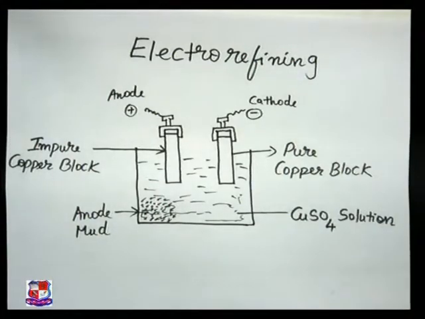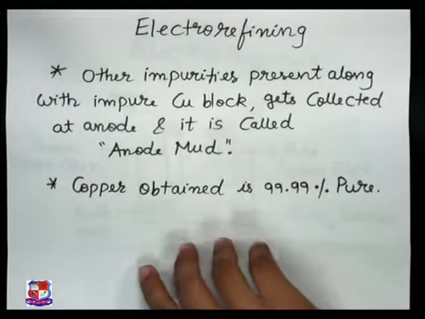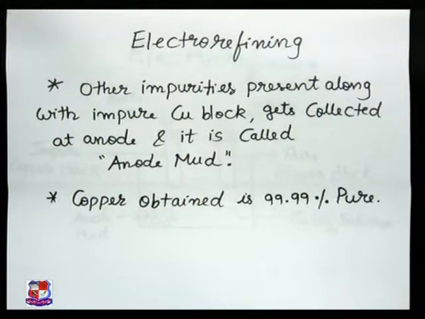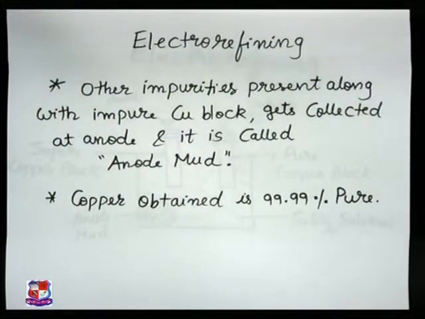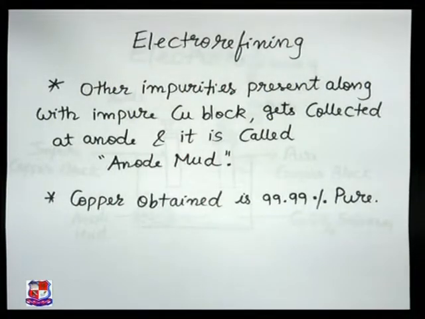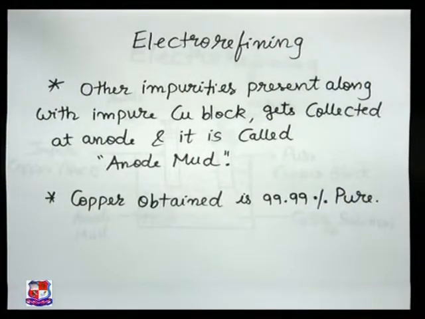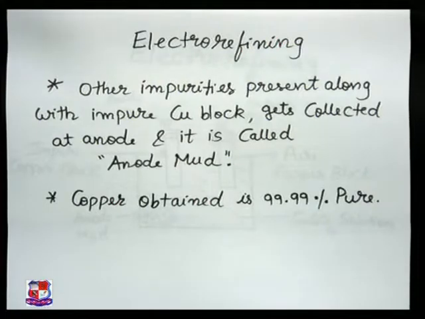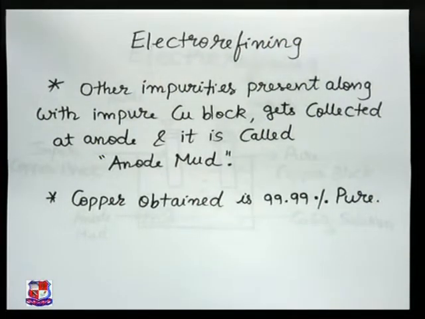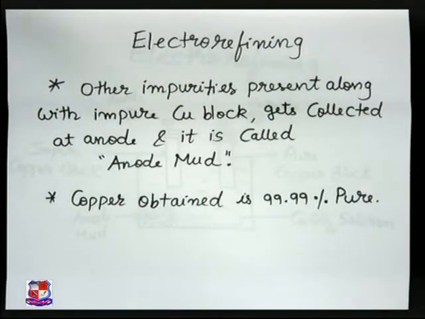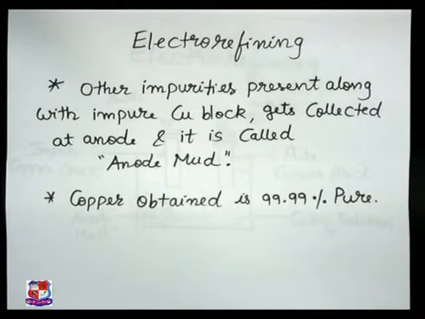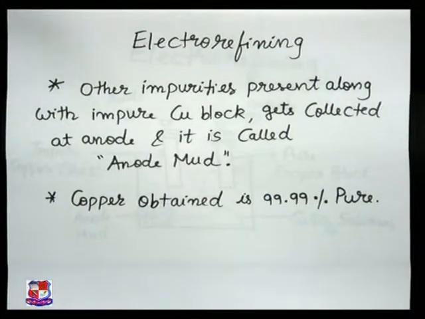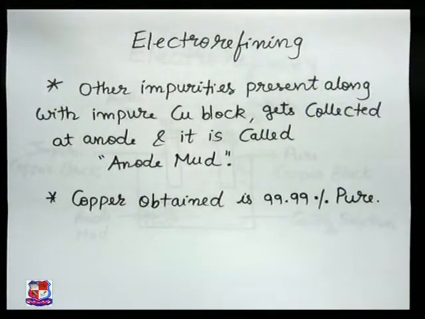Now what is the next point? That is the discussion about the anode mud. What does the diagram say? You can say other impurities are also present along with this impure copper block. These particular impurities always get collected at the anode. As they are impurities, they always settle near the anode copper block, and this is known as anode mud.